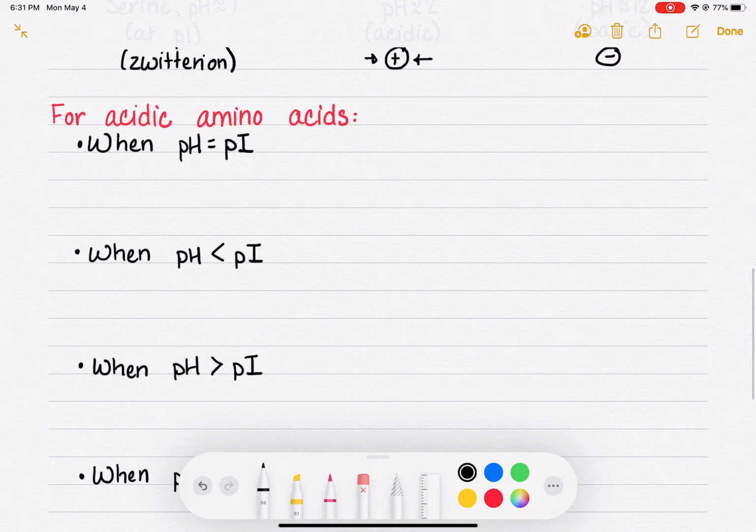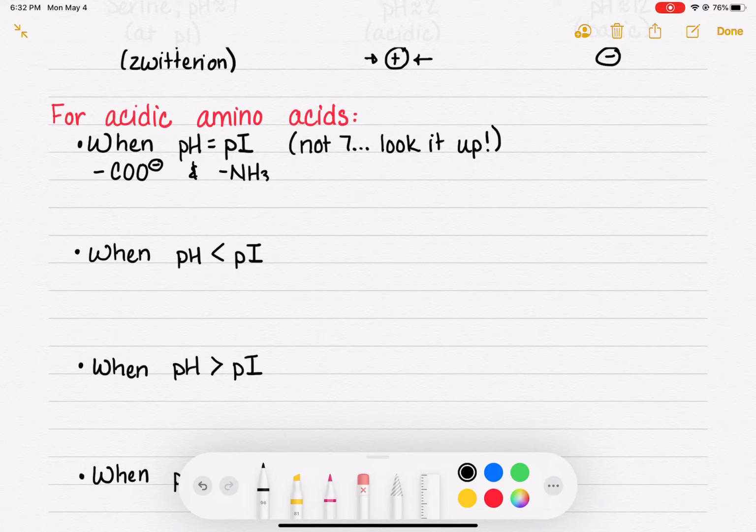Okay, so when the pH is approximately equal to the PI, which is not going to be 7, so if it's not given to you, we're going to look it up. But it doesn't really matter exactly what the pH is when we're making a general rule like this, because when the pH is roughly equal to the PI, we are a Zwitterion. So that means that we are going to have the COO minus group, and we are going to have the NH3 plus group.